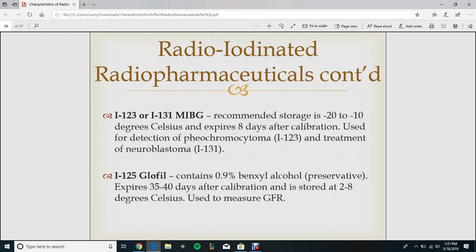Iodine-125 iothalamate contains 0.9% benzyl alcohol preservative. It expires 35 to 40 days after the calibration and is stored at 2 to 8 degrees Celsius. It is used to measure the GFR.